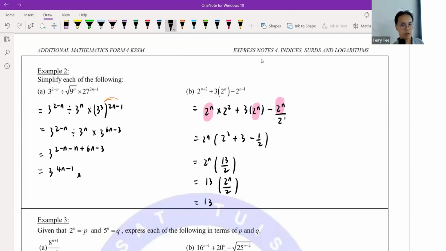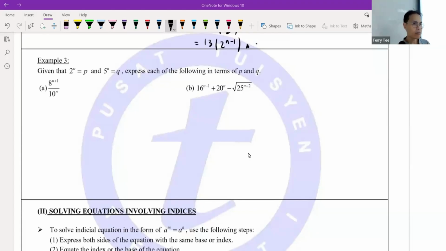And from here on, remember, when you divide the number, we minus the power. So this will be 13 times 2 power n minus 1. 8, right? We can break it up to 2 power 3, to be exact. Or I write this as 8 power n times 8 power 1 first, divided by 10 power n. Do you understand this or not?